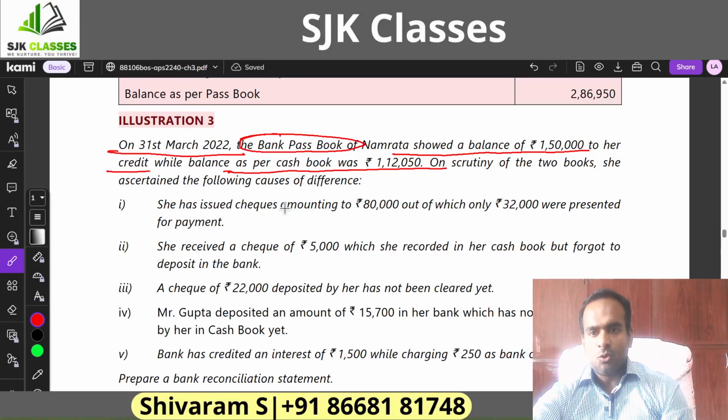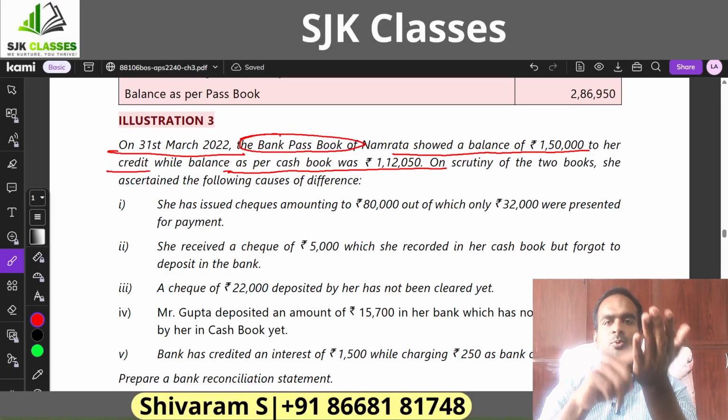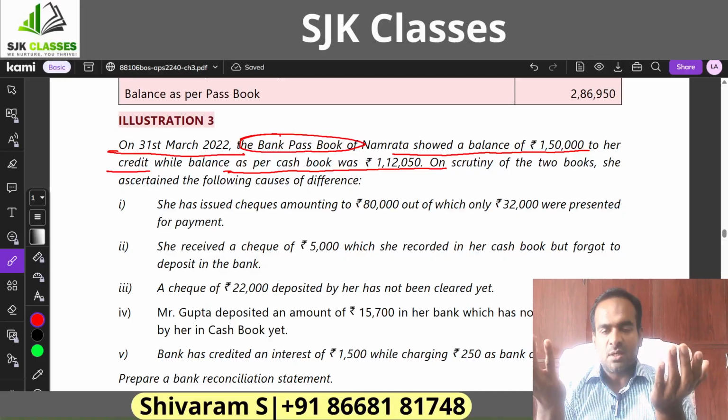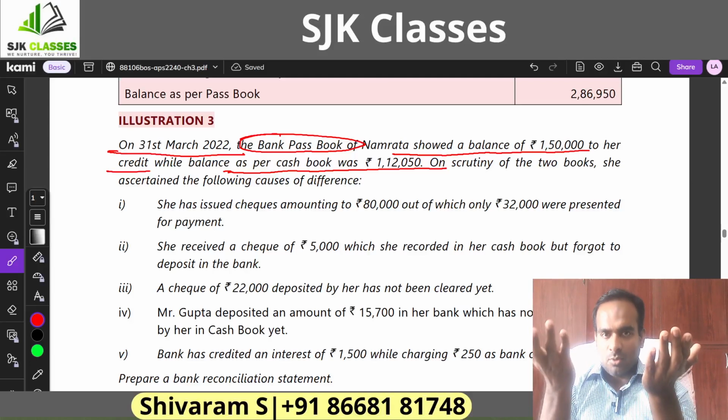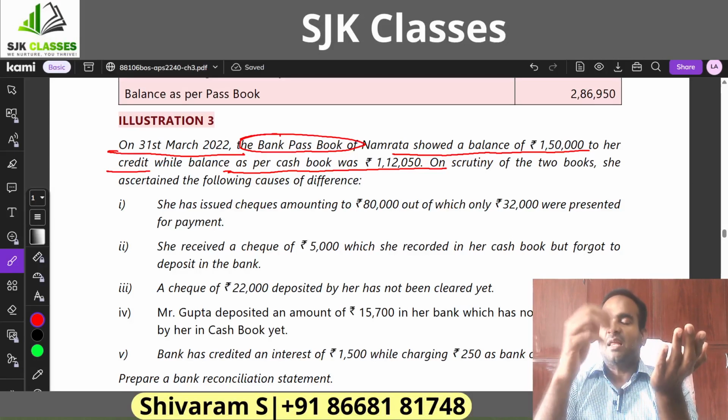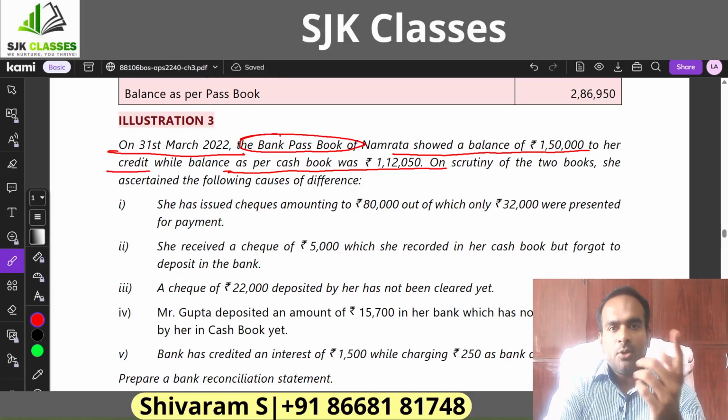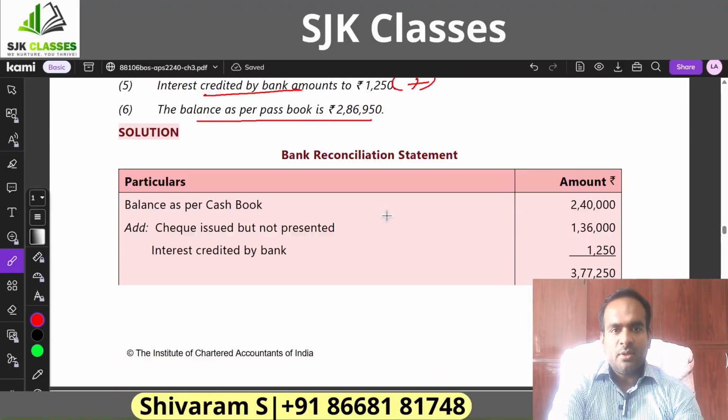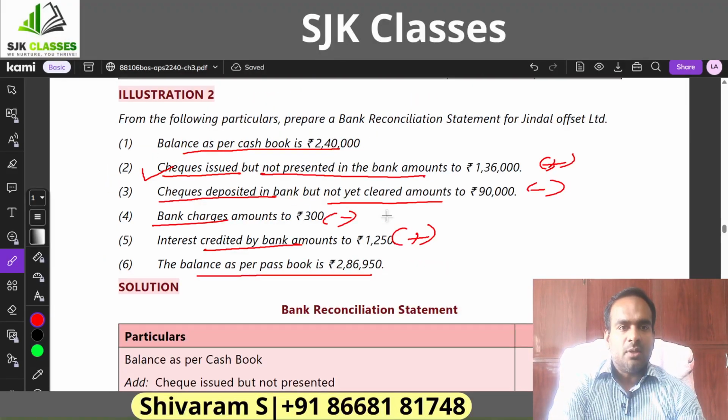So there is a mismatch between cash book and passbook. On scrutiny of the two books, we ascertain the following causes of differences. Now we have to go for a BRS. In this question, both the records are given to us, so you can take anything as a base. You can start with cash book and arrive at passbook, or start from passbook and arrive at cash book. For the previous question, I told you that I would go both ways, but I didn't do that. Let's complete that right now, then we'll go for illustration number 3.